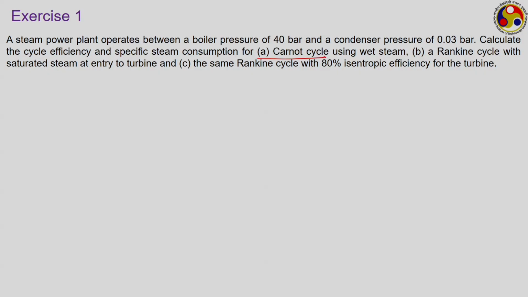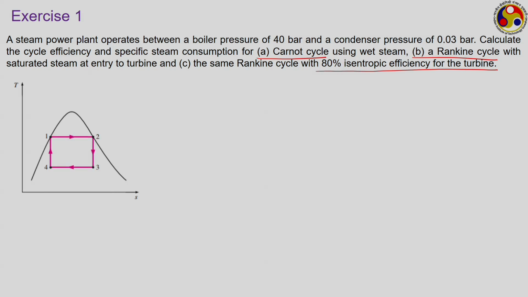First, for a Carnot cycle using wet steam, then a Rankine cycle with saturated steam at the entry to the turbine, so basically wet steam, and third, the same Rankine cycle with 80% isentropic efficiency for the turbine. Nothing is given for the pump, so you can assume the pump to be ideal, but the turbine has an isentropic efficiency of 80%. Let us solve the first part, which is for a Carnot cycle.